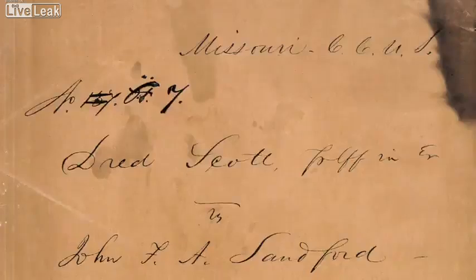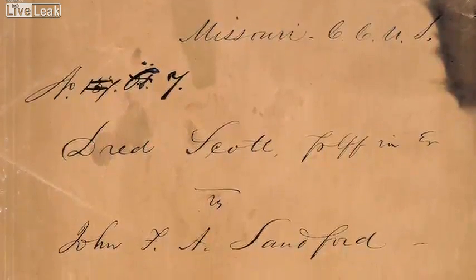Later on, in a case called Dred Scott v. Sanford, the court, in an opinion by Chief Justice Roger Taney, not only rejected the anti-slavery position that the Privileges and Immunities Clause in Article 4 protected individual rights, but actually went so far as to hold that the black man had no rights that, quote, the white man was bound to respect.